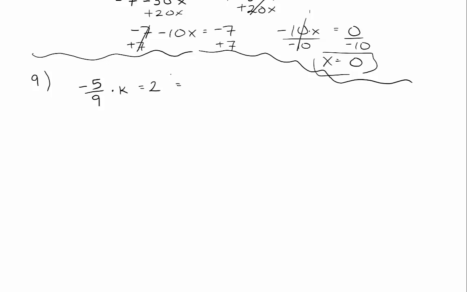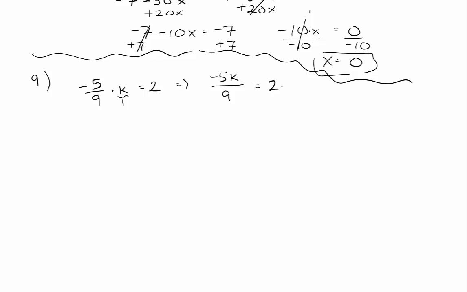I can say that this whole thing is the same thing as negative 5k, right? If I put k over 1, then I just have fractions, and I can say, well, that's the same thing as negative 5k over 9 equals 2. And it's going to make it a little bit easier to see what we're going to do next. You don't have to do that if you can kind of see what's going on, but I like doing that.